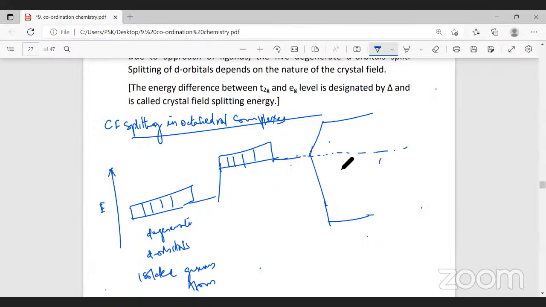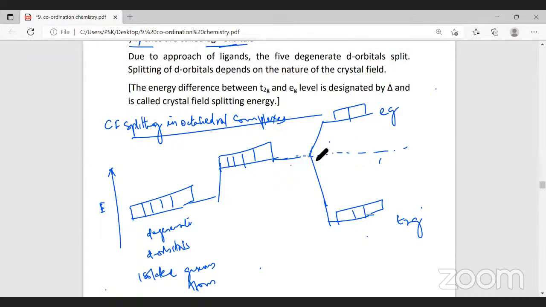Now, in the split, at the lower energy we have 3 orbitals, called T2G, and 2 at the higher level, called EG. The center dotted line I've written is called the barycenter. What is this barycenter? The increase in the EG level and the decrease in the T2G level should be balanced.